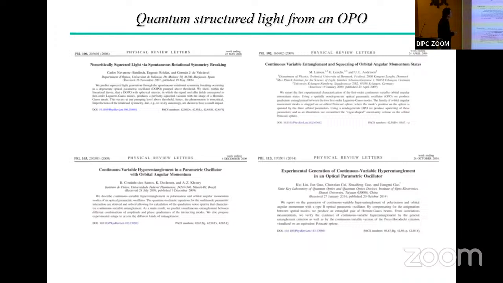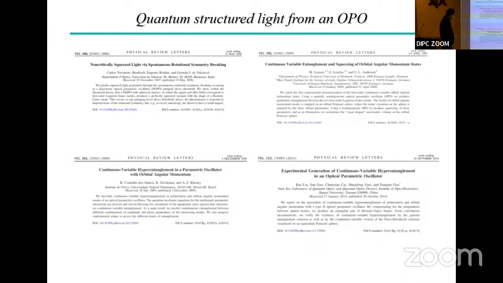They studied, for example, symmetry breaking and squeezing generation in a type one OPO. This was an experiment done to generate continuous variable entanglement with OAM states. Usually, in those experiments, they structure the beam outside the cavity, not inside the cavity. So it's a bit different from what we are trying to do.